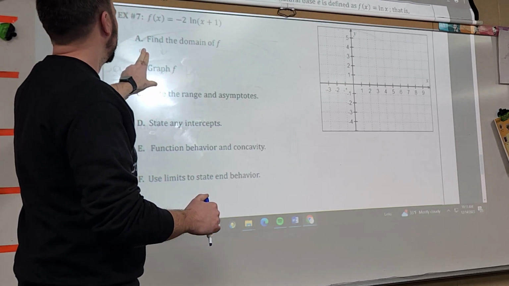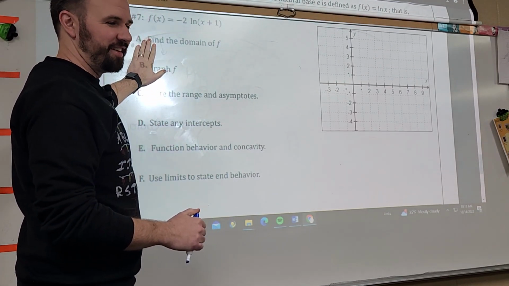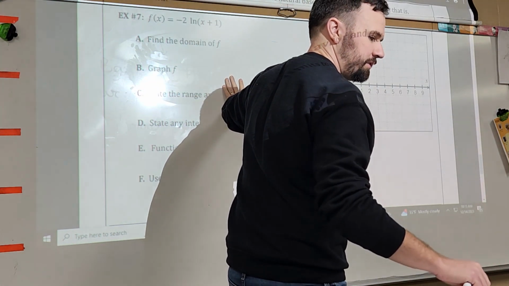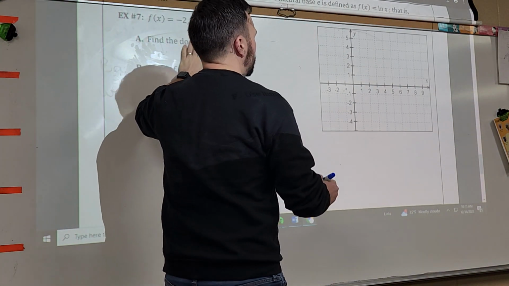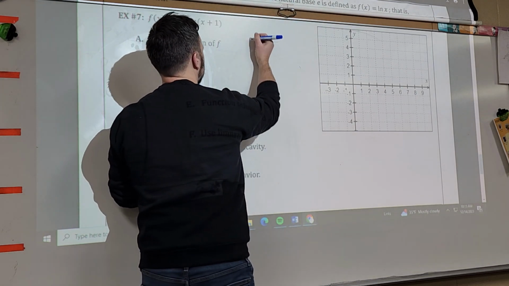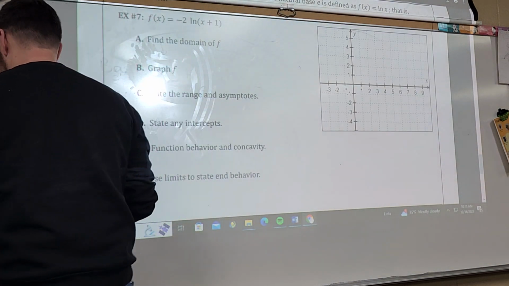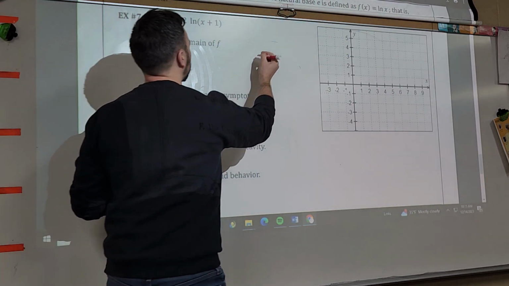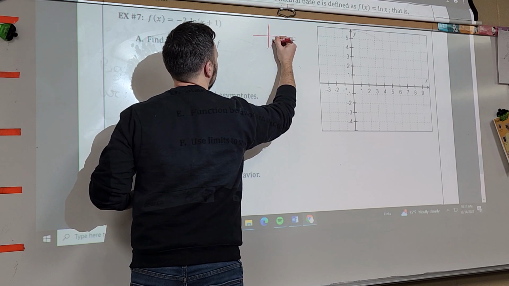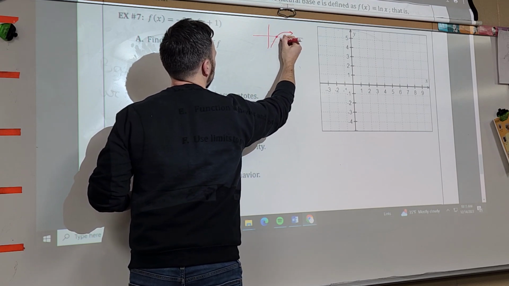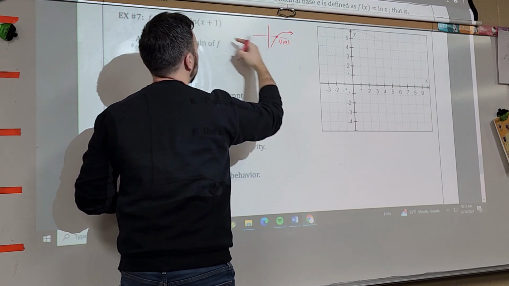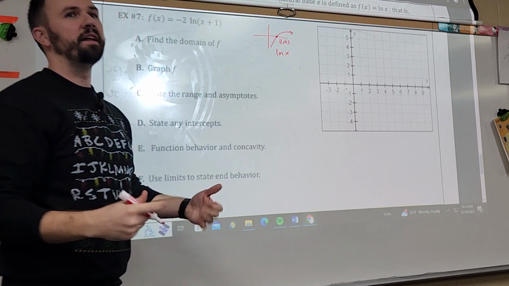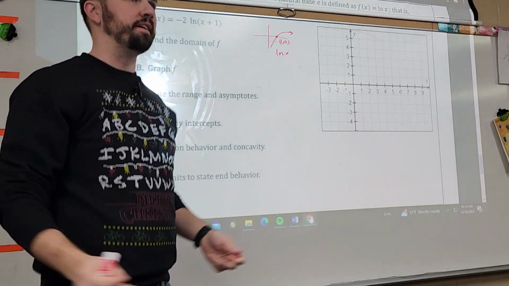All right, so here we go. Let's graph this beast. So, what does a normal natural log... Well, that's not gonna work. What's a normal logarithm look like? Right, and it passes through (1, 0). Is that true for ln as well? Yeah, because ln is a normal log with a base of e, right?